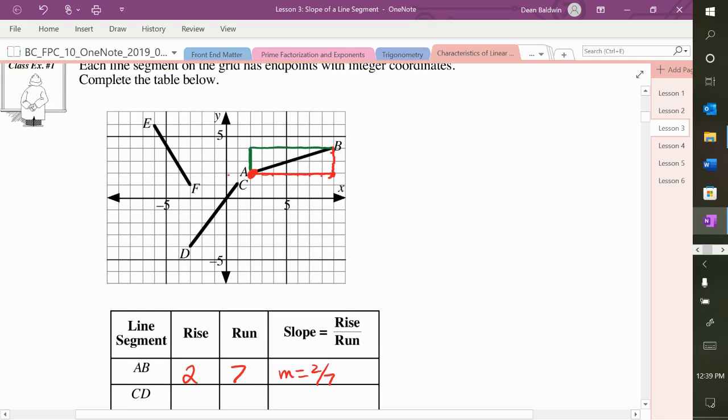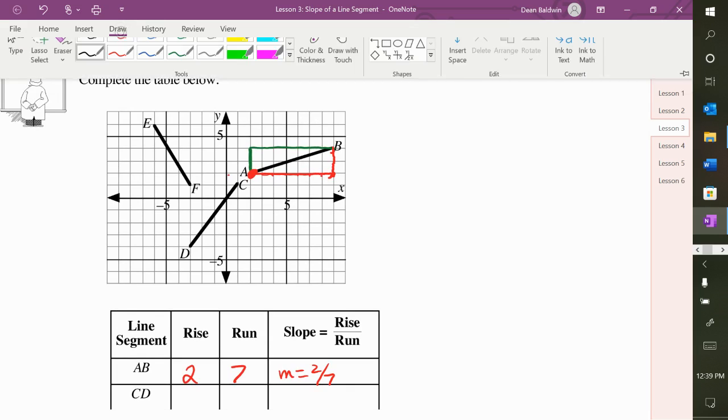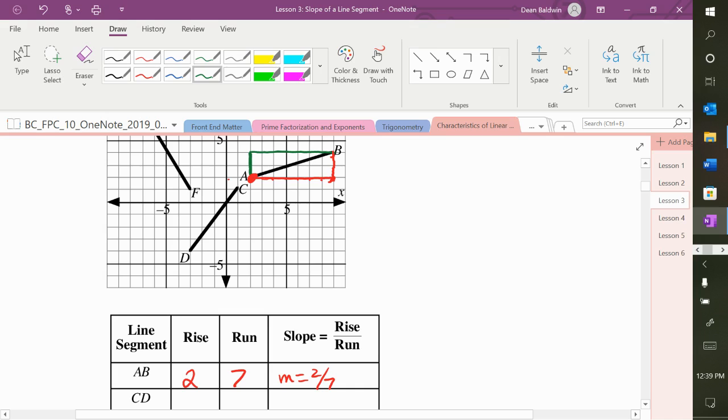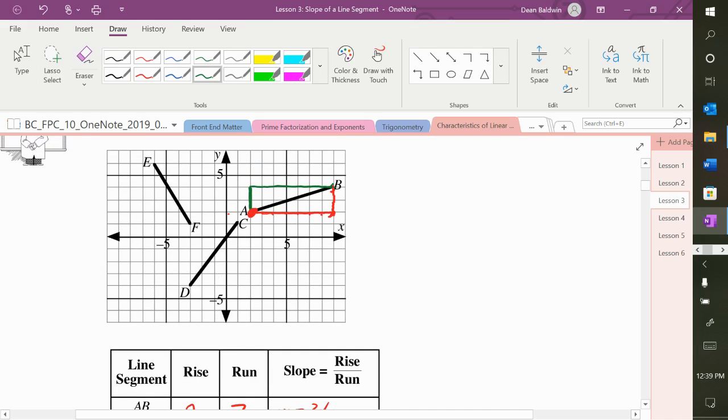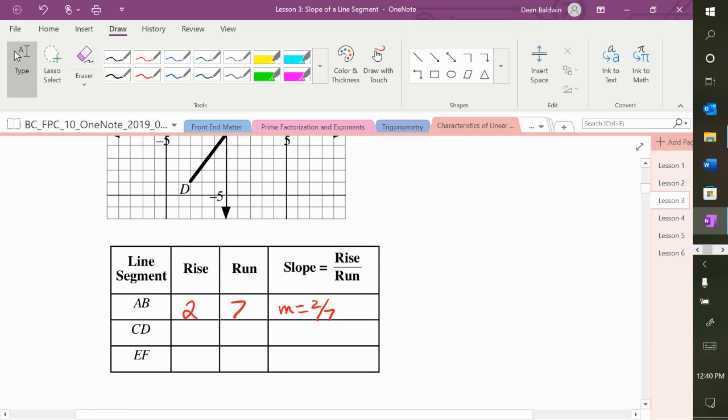Just to show you that it doesn't matter which way you start. If I started at B and used the green triangle, I count to the left. 1, 2, 3, 4, 5, 6, 7. Now I went left. If going right is positive, then going left is negative. So if I'm doing it with the green one, it's the only one I'm going to do. So rise, run. My run would be -7.